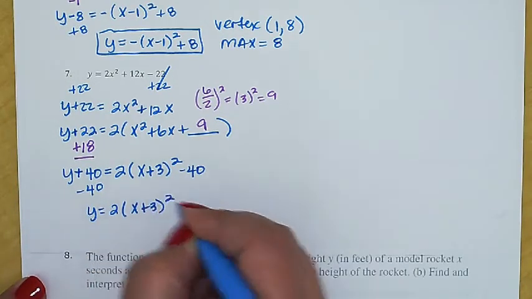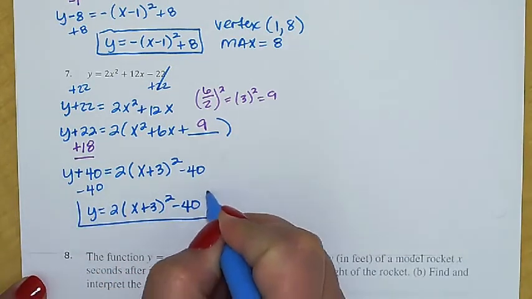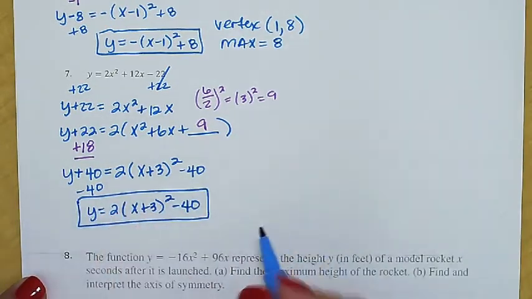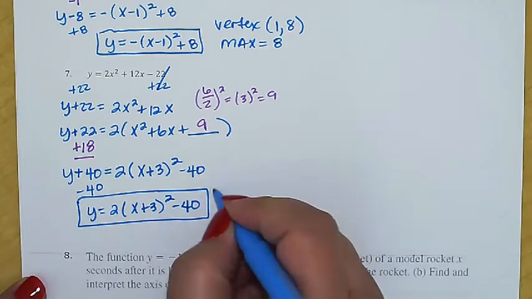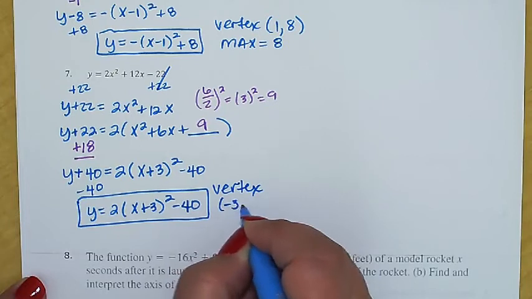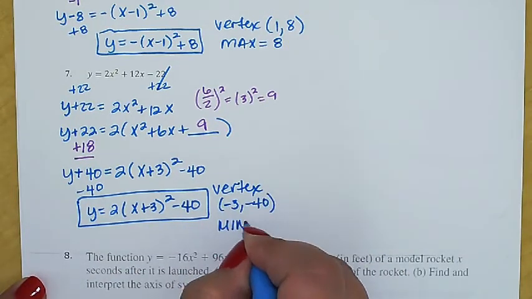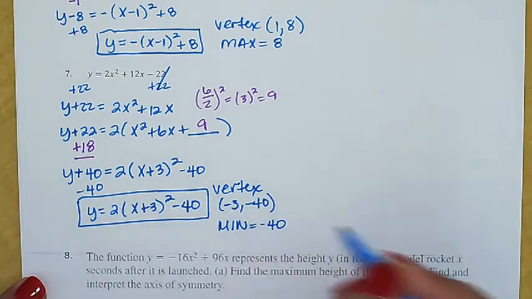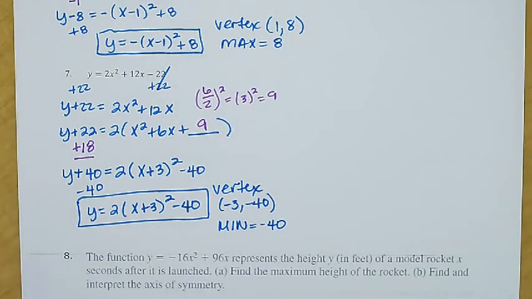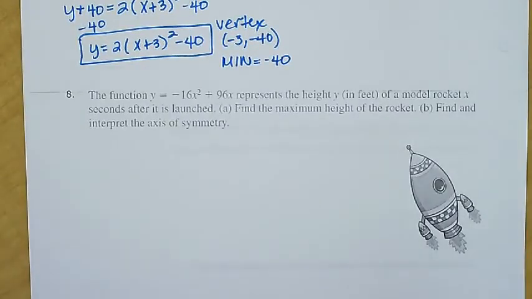The vertex form of this parabola looks like this. There's our a value. It's a narrow, positive, upward parabola with a vertex at (-3, -40). Since it's upward, that is a min at -40. Okay. All right, we will finish number 8 in class together, and that completes our conversation about using completing the square to write vertex form.